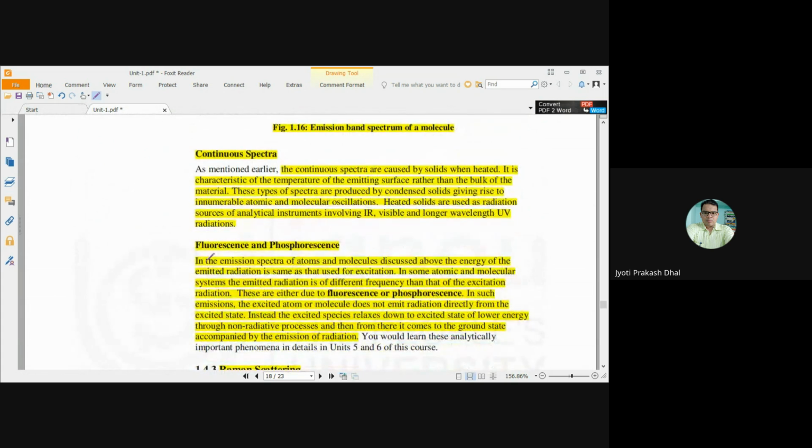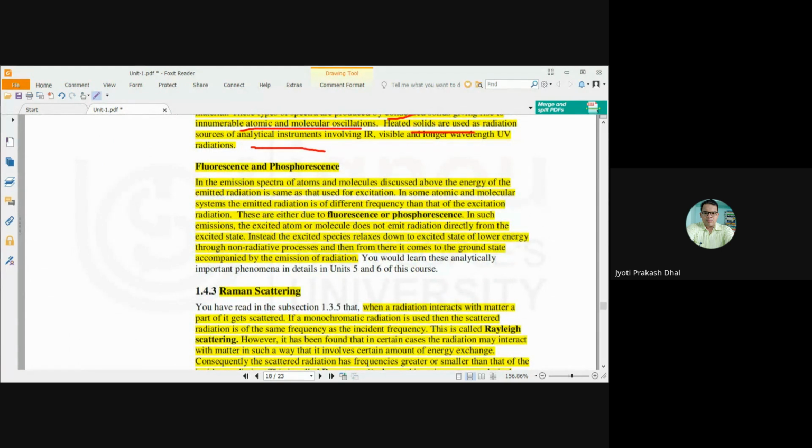Now coming to continuous spectra. The continuous spectra are caused by solids when heated. It is characteristic of the temperature of the emitting surface rather than the bulk of the material. These types of spectra are produced by condensed solids, giving rise to atomic or molecular oscillations. So heated solids are used as radiation sources in analytical instruments involving infrared, visible, and longer wavelength UV radiations.